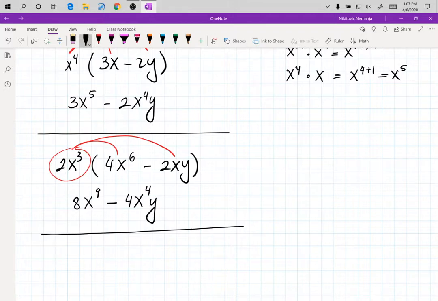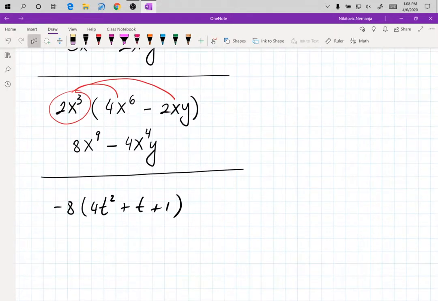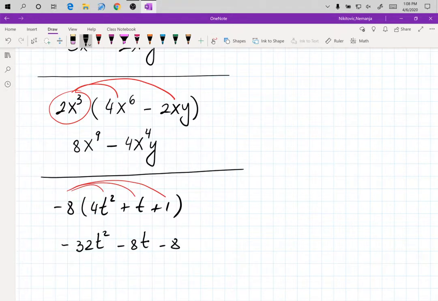And I will pick up something from your homework. Obviously, your homework is going to be very rich in negative signs. I haven't done any of those, so let's go. Negative 8 times 4t squared plus t plus 1. Oh, we can have more than just 2 in parentheses. Sure. You can have 60 if you want. It doesn't matter. What matters is that this one distributes to every single one. That's what the word distribution means. Everyone gets it. So we have negative 32t squared minus 8t minus 8.